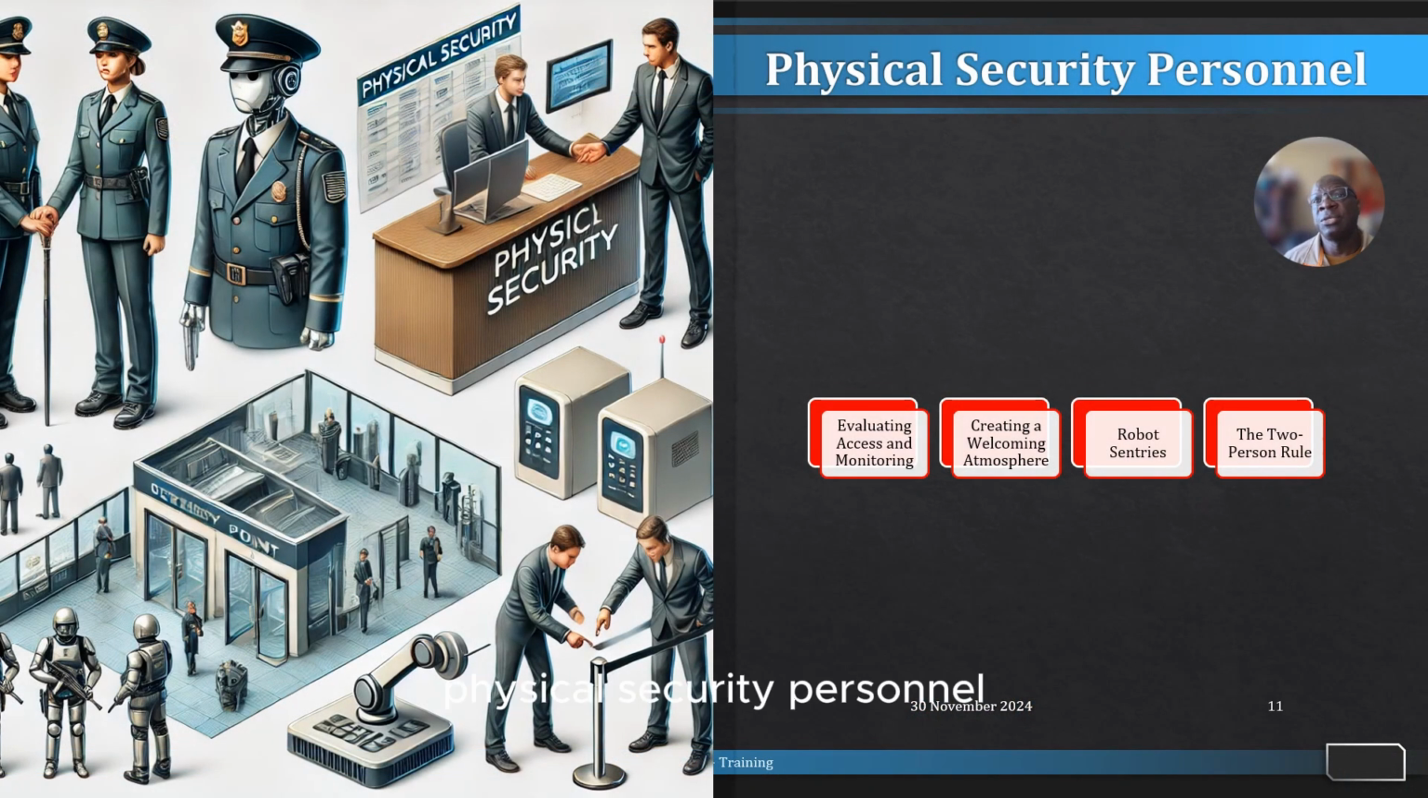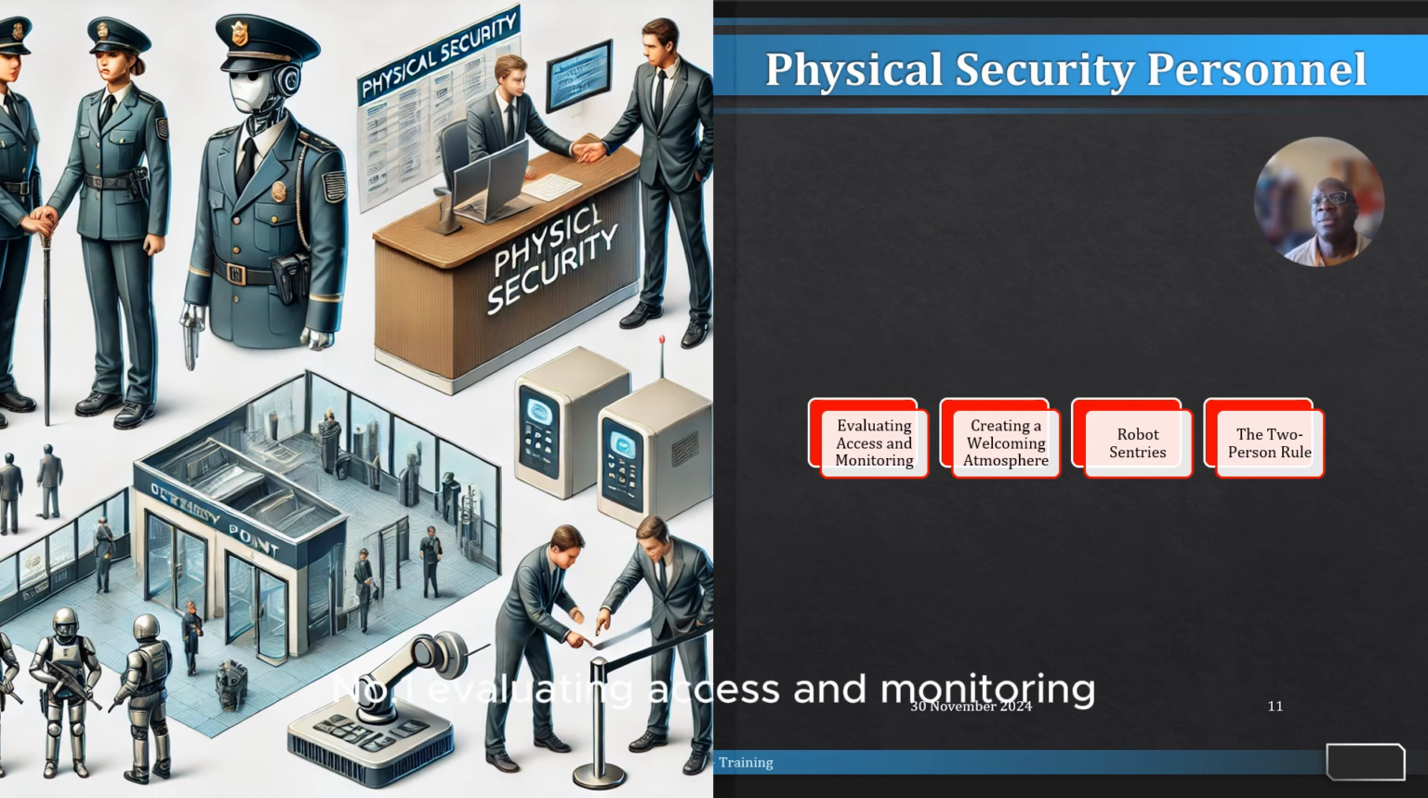Physical security personnel. In physical security, technology like cameras and access control systems is important, but human security personnel also play a critical role. People bring judgment and intuition that technology alone can't match. Here is why human guards are essential.